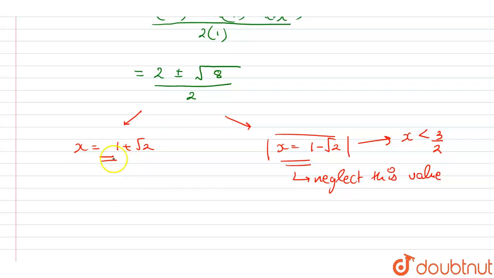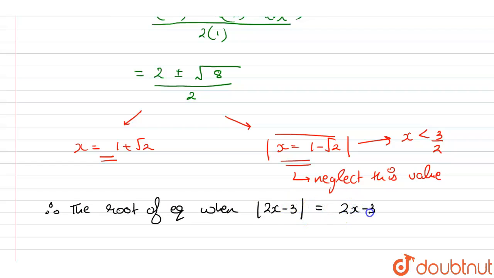Okay, so therefore the root of the equation, when mod of 2x minus 3 is equal to 2x minus 3, is x equal to 1 plus root 2.